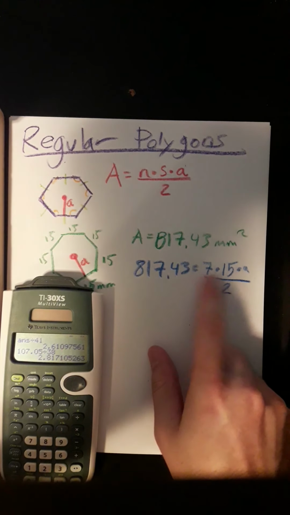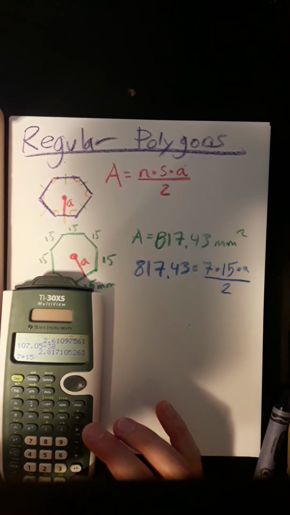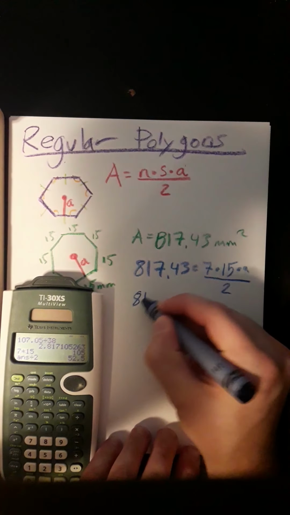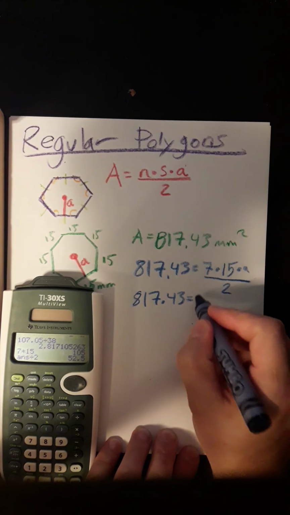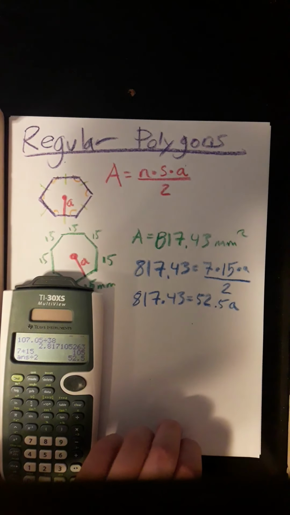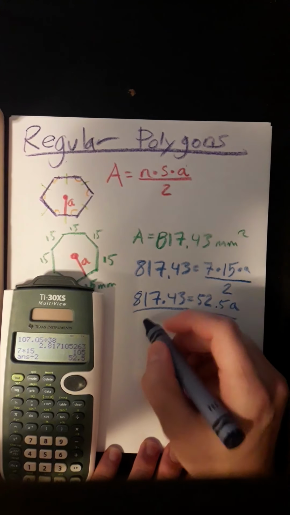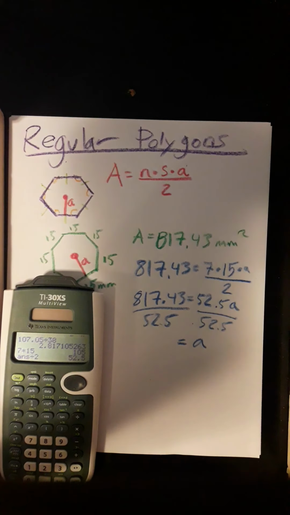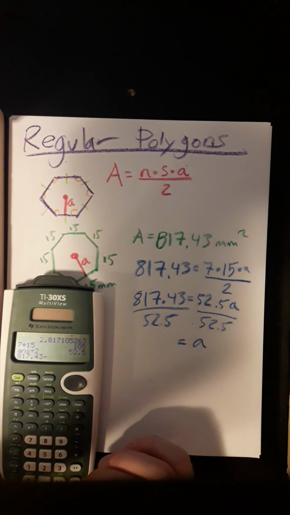So first, I need to figure out what 7 times 15 divided by 2 is. Okay, so now I know that 817.43 equals 52.5 times a. At this point, we should know we're going to divide by 52.5. This is going to give us the apothem, which, again, I'm going to use my calculator for because you should at least have a 4-function calculator and be able to do this part.